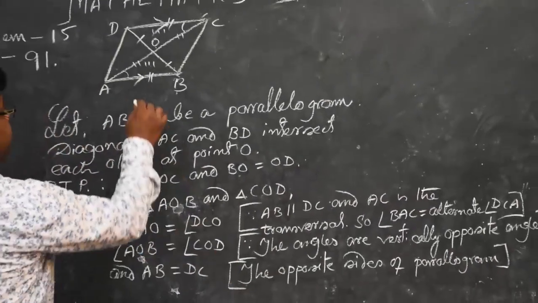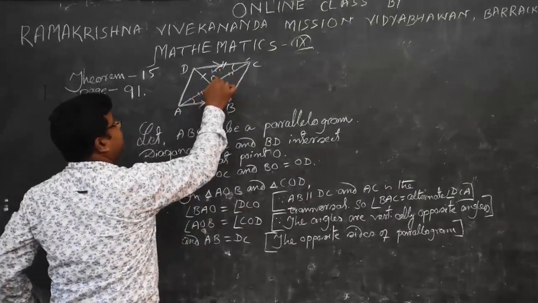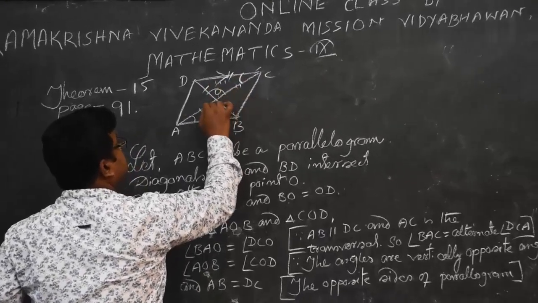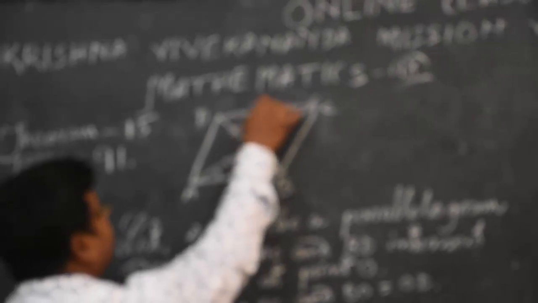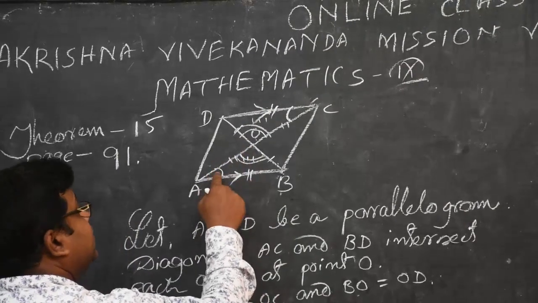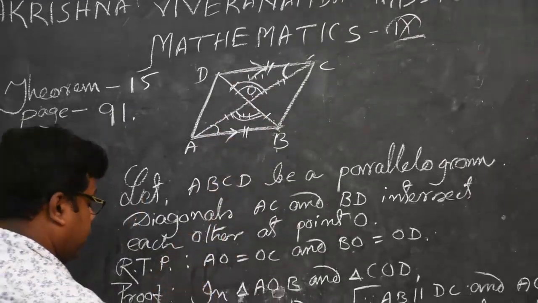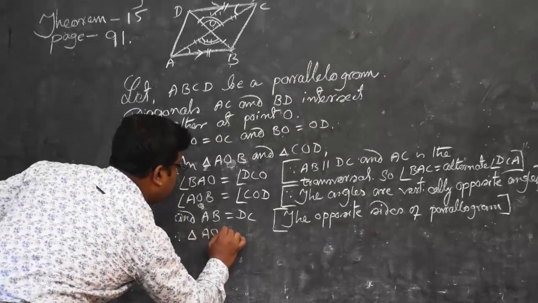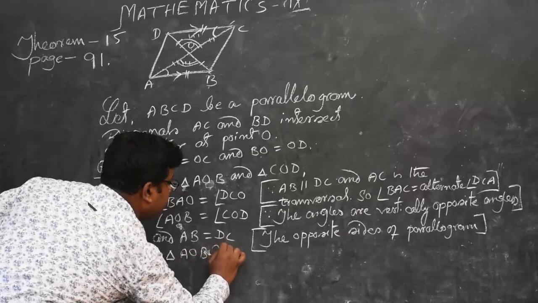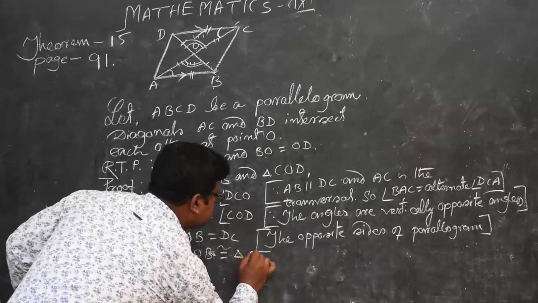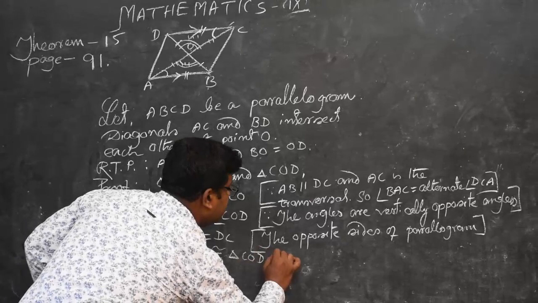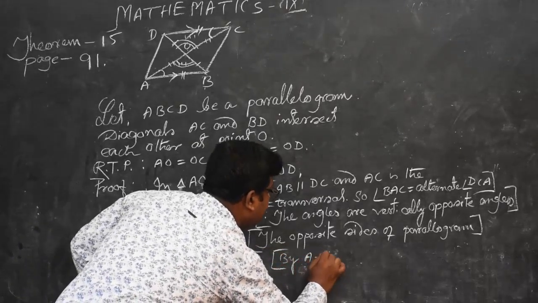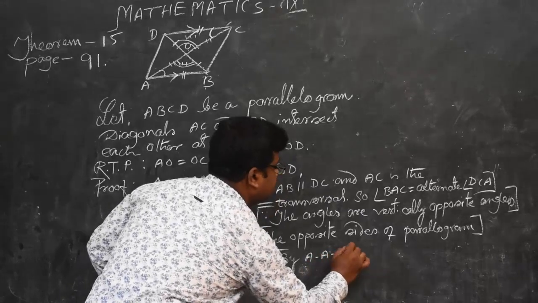Okay, so in these two triangles, this angle is equal to this angle, AOB equal to COD, and AB equal to DC. So by the angle side rule, the triangles are congruent. Therefore, triangle AOB is congruent to triangle COD. By which rule? By the AAS rule.